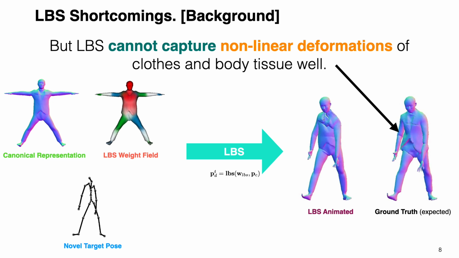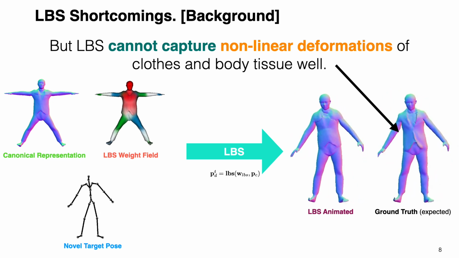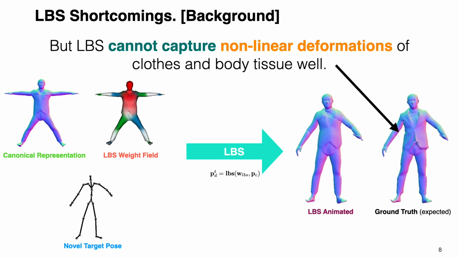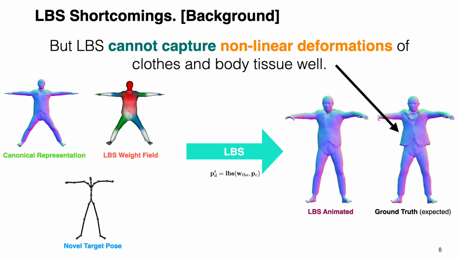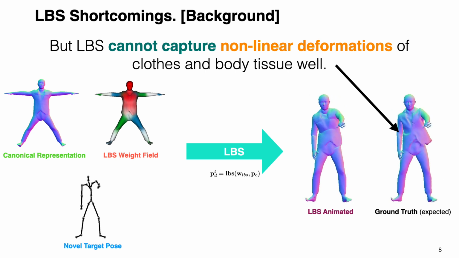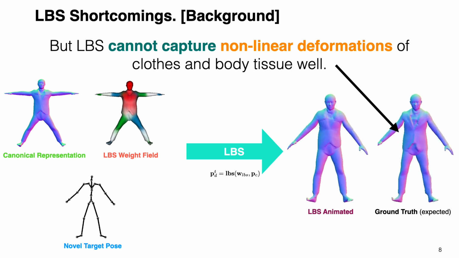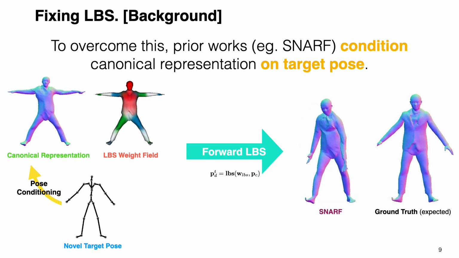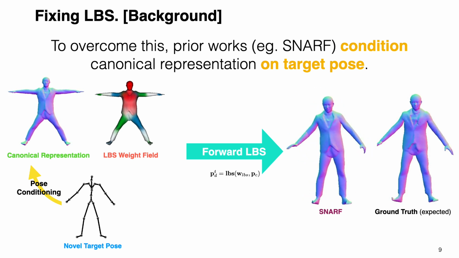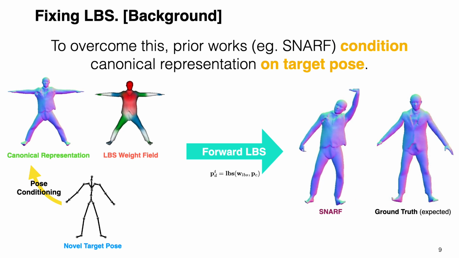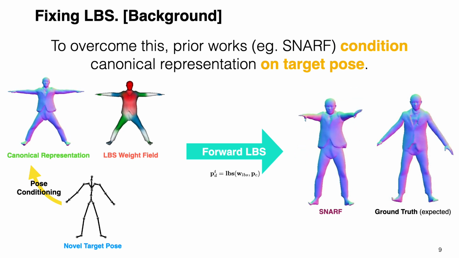However, since LBS is only a linear combination of bone transforms, it cannot really capture the nonlinear deformations of clothes and body tissue. This can be seen in the visual below. To overcome this, prior work, such as SNARF, conditioned the canonical representation on the target pose. Seen in the visual, this leads to better results but comes at the cost of two major drawbacks. First, at each time step, we require a separate mesh extraction pass of the occupancy network, which is time consuming. And second, there are no correspondences that are preserved between the mesh of the same character across two different poses.